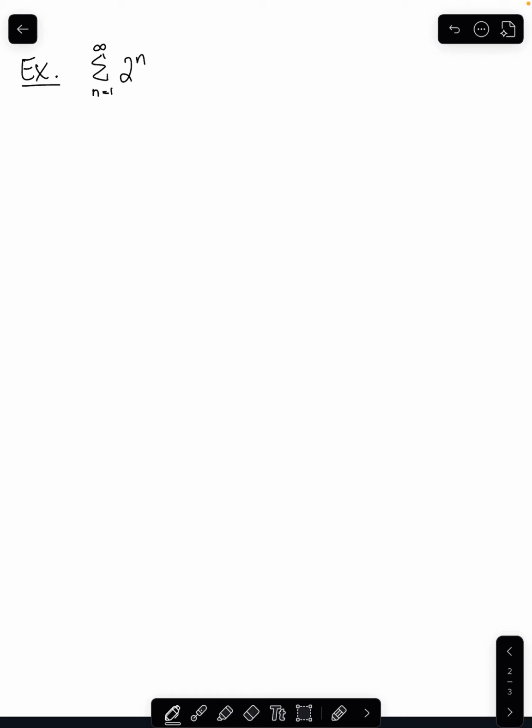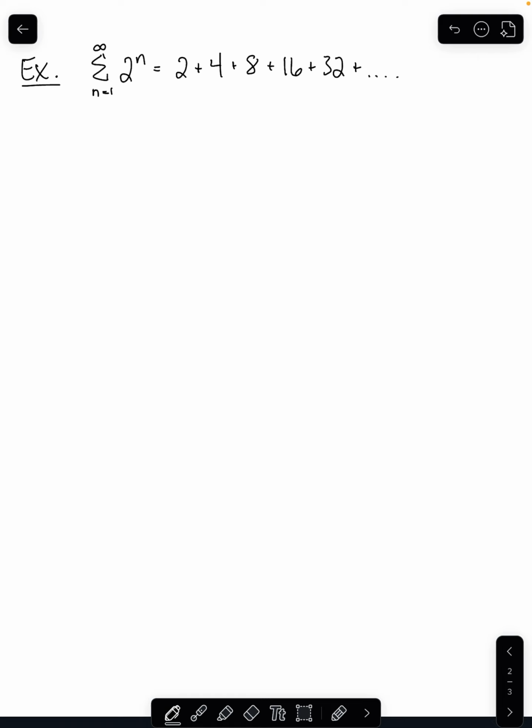The series sum of 2 to the n, which by the rules of a geometric series should certainly diverge. The terms of this series would be 2 to the first, plus 2 to the second, plus 2 to the third, plus 2 to the fourth, plus 2 to the fifth, etc. It's not hard to see that as we add these together, each new term is bigger than the term before it. This should pretty obviously be approaching a very, very large number.